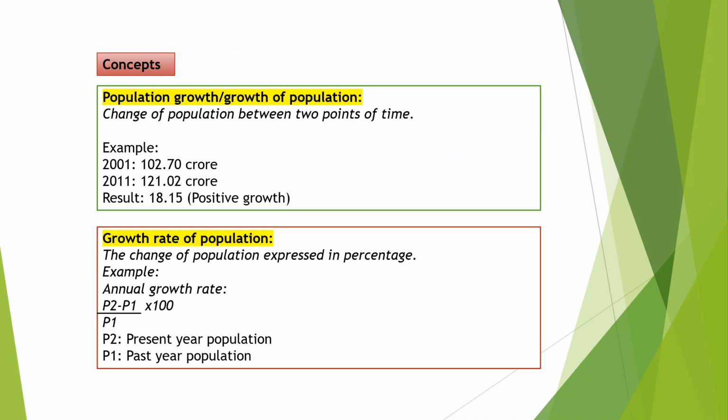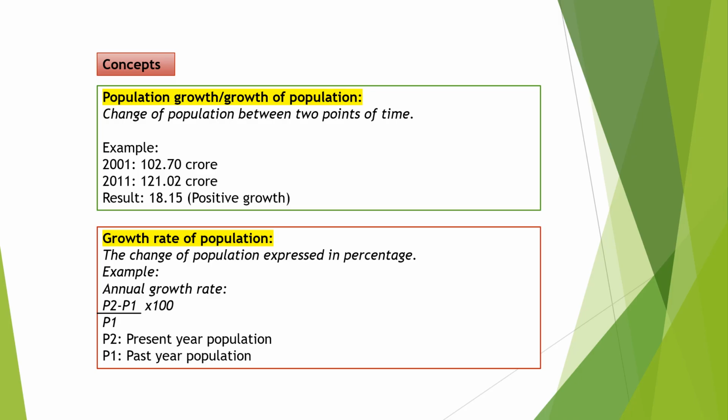First, the first concept is population growth, or growth of population. See, we are very much confused about population growth. What is growth rate? What is natural growth rate? What is actual growth rate? These concepts are very confusing and somehow we are unable to recall all the facts and formulas. But today in this video, I am going to make you understand each concept very easily. First, population growth or growth of population.